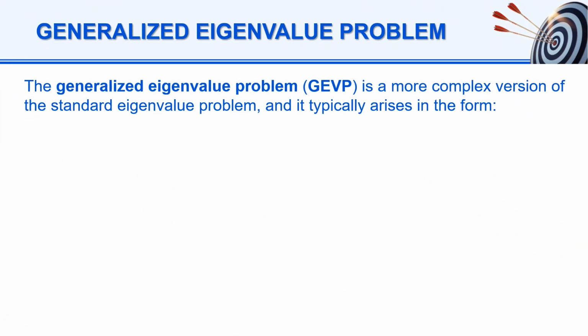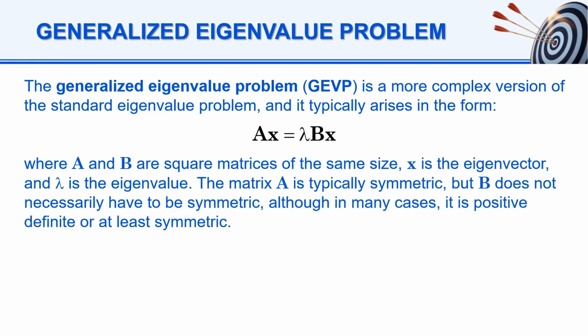The generalized eigenvalue problem is a more complex version of the standard eigenvalue problem, and it typically arises in the following form, where A and B are square matrices of the same size, X is the eigenvector, and lambda is the eigenvalue. The matrix A is typically symmetric, but B does not necessarily have to be symmetric, although in many cases, it is positive definite or at least symmetric.